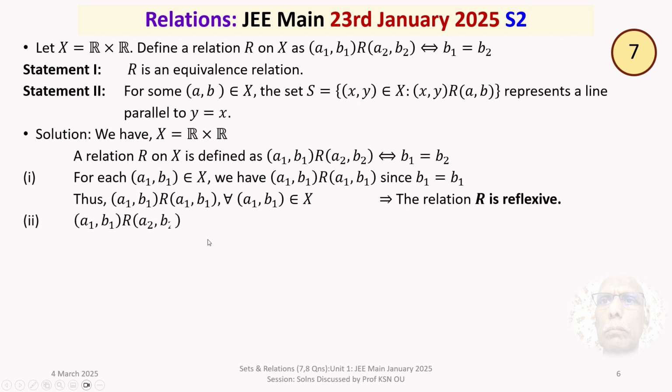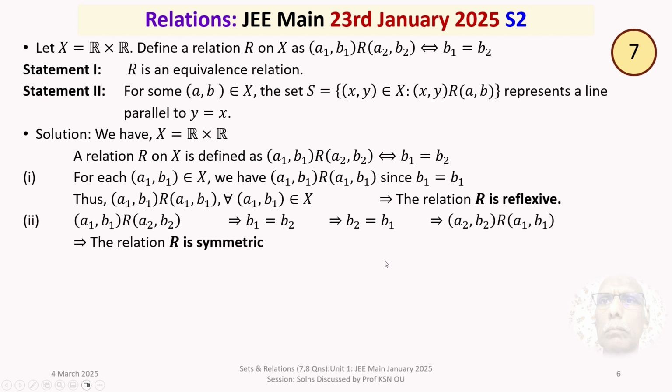Let's see its symmetry. Is it symmetric? A1, B1 related to A2, B2 implies their second components B1 is equal to B2. B1 is equal to B2 implies B2 is equal to B1. Therefore, A2, B2 related to A1, B1. So, whenever A1, B1 is related to A2, B2, we have A2, B2 related to A1, B1. Thus, the relation R is symmetric.